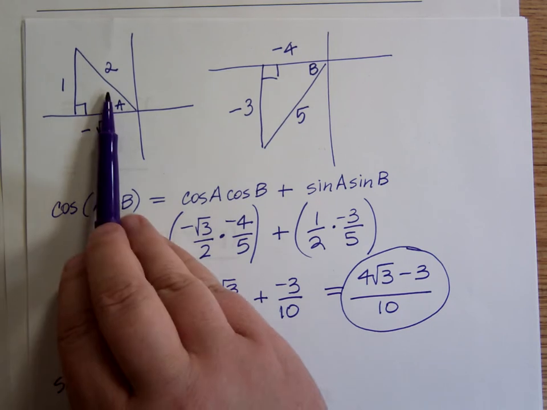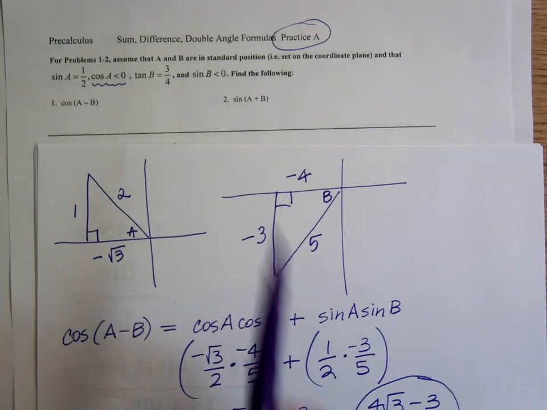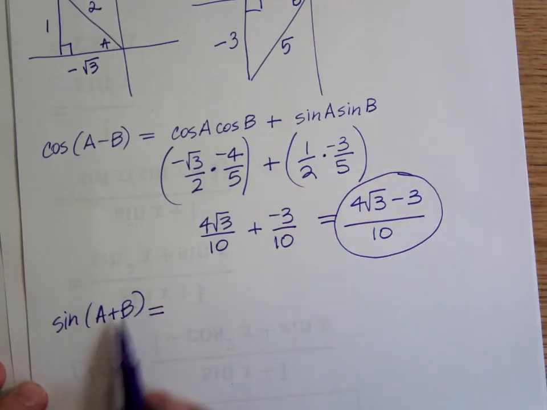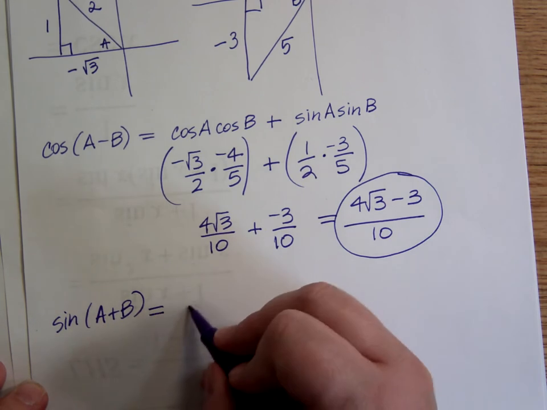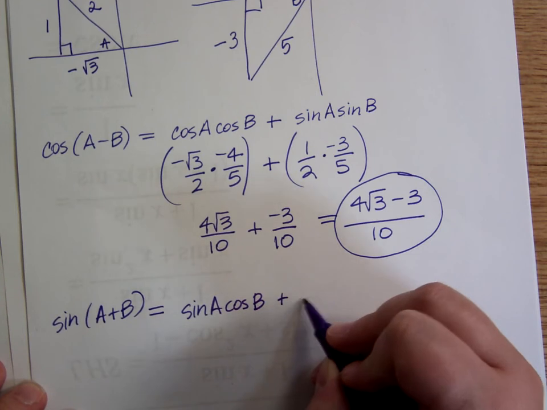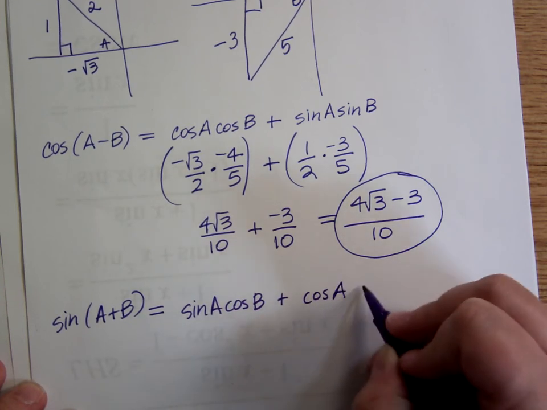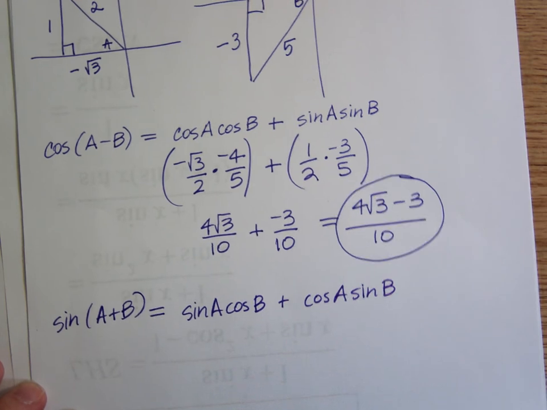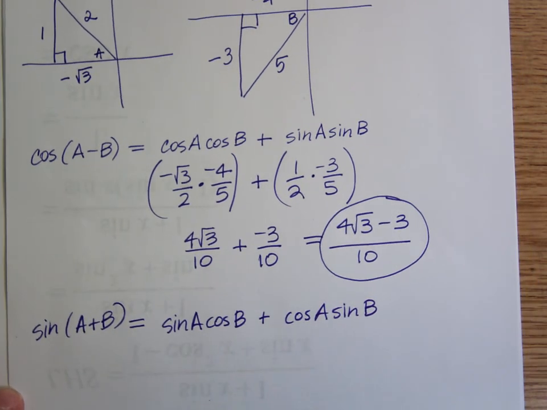Same A, same B. It's this problem right here. So now I'm going to have to first remember the sine of sum formula, or the sum formula for sine, and that's sine of A cosine of B plus cosine A sine B. All right, now I've got those values. I just used them a second ago, so I get to use them again.